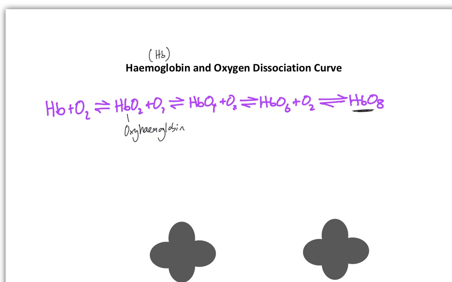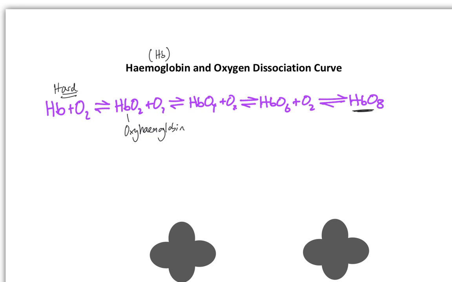We need to know how this causes an S-shaped curve when I look at its dissociation, which we're going to get to in a second. Really, it all boils down to the fact that this first binding is really hard. Haemoglobin needs to be in a high oxygen environment to bind oxygen in the first place. As soon as it binds one, it binds the next more easily.